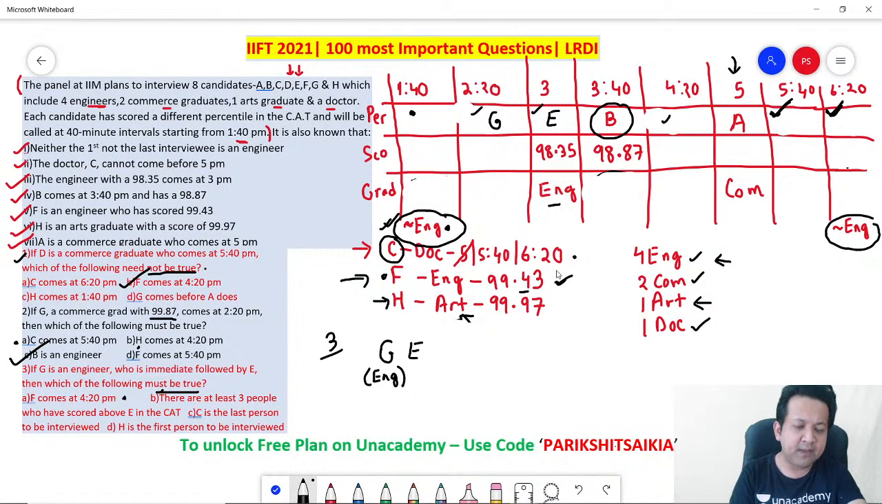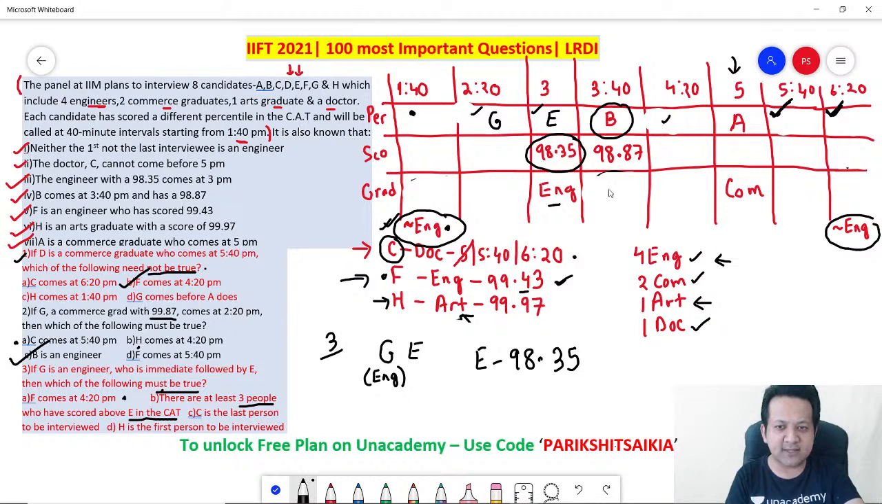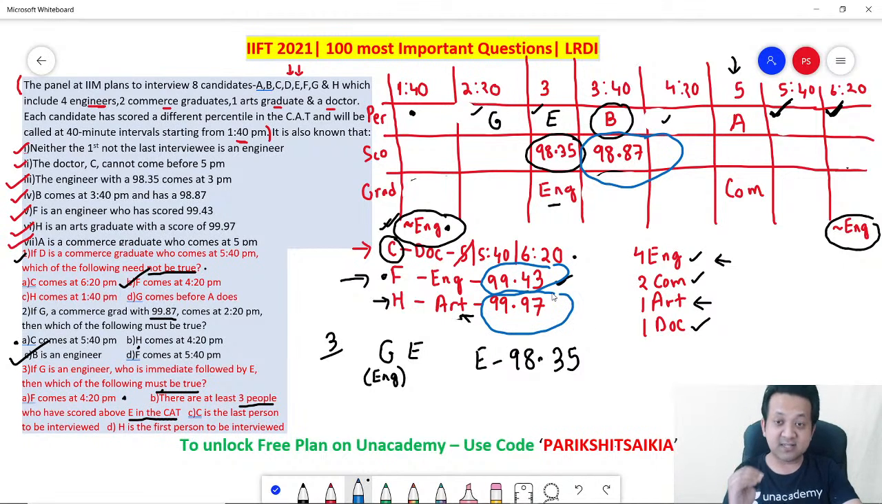What about option B? There are at least minimum 3 people who have scored above E in the CAT. So what is the score of E? Remember, E has scored 98.35. How many scores are there greater than E? There is one score 98.87. There is another score 99.43. And there is another score 99.97. Perfect. This is definitely correct.